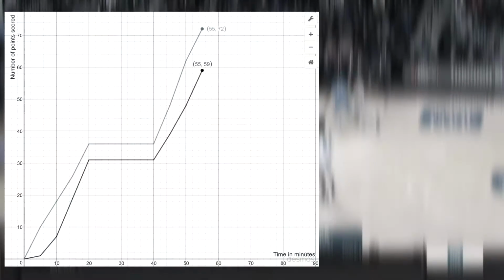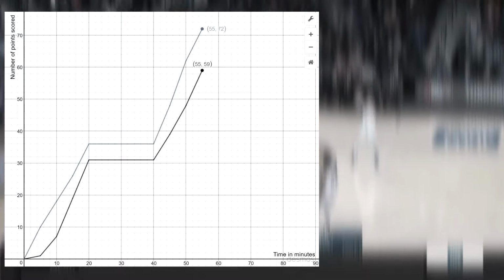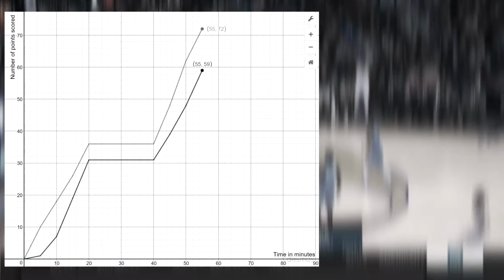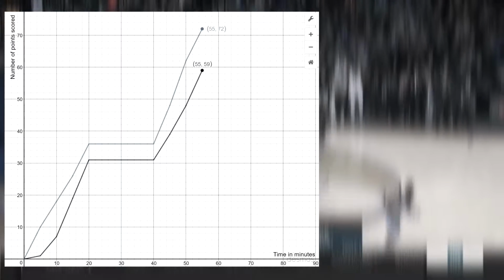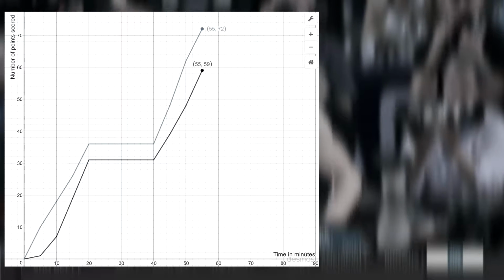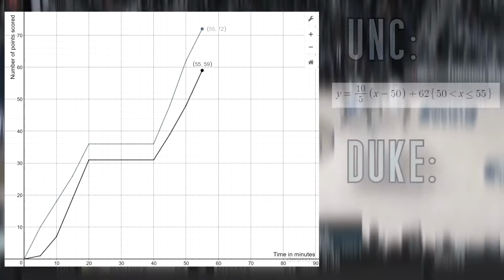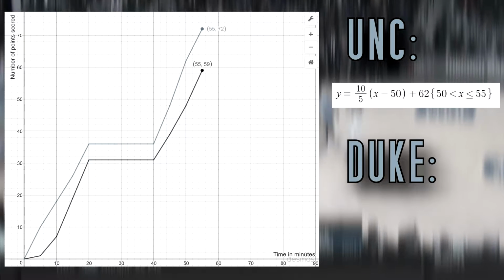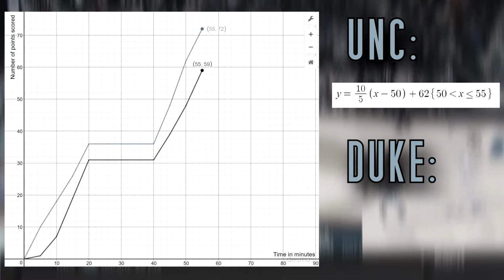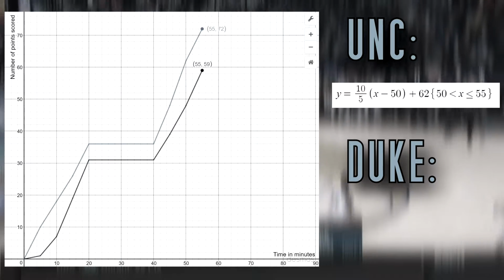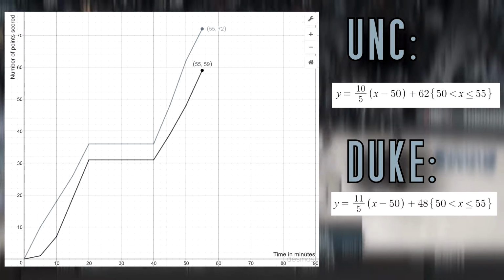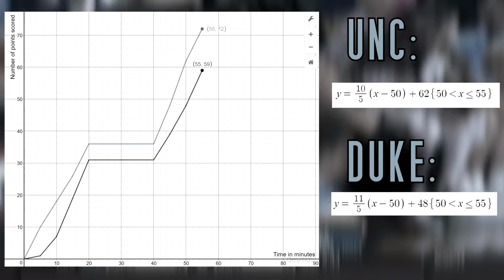Here is the graph of the progression of the score 15 minutes into the second half. In this graph, you can see that both UNC and Duke keep the same distance from each other between the 50-minute to 55-minute interval. In this time interval, UNC's piecewise function is 10/5(x - 50) + 62, and Duke's piecewise function is 11/5(x - 50) + 48.